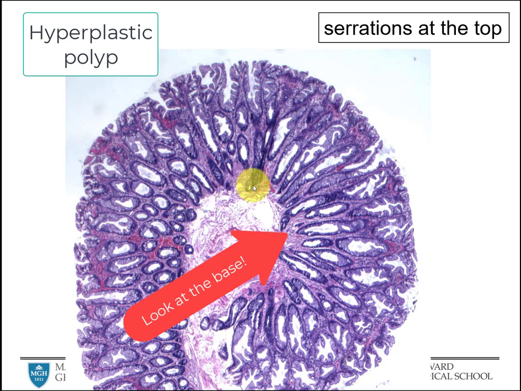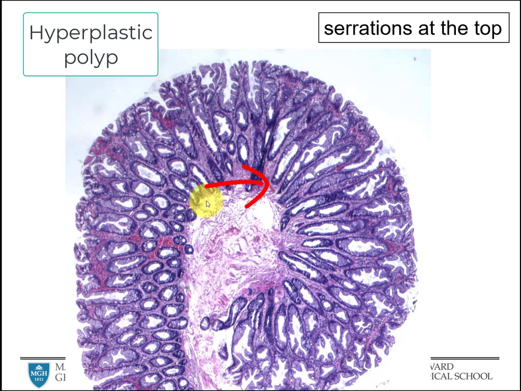So look at these crypts at the base. They are narrow, so they narrow down as you go from the top to the bottom. They're definitely not dilated. The serrations are stuck on the top half, do not extend to the bottom half. And thirdly, the crypts move vertically down and do not show a horizontal pattern of growth.